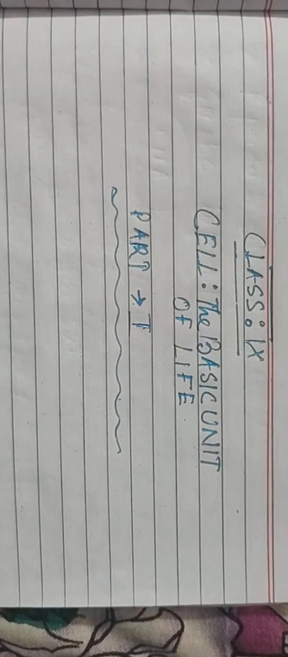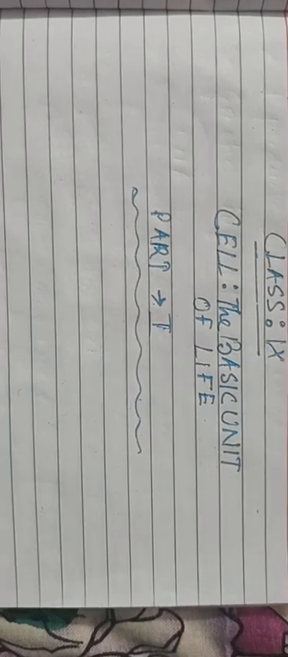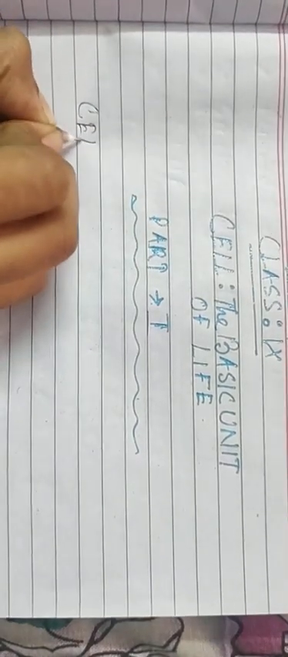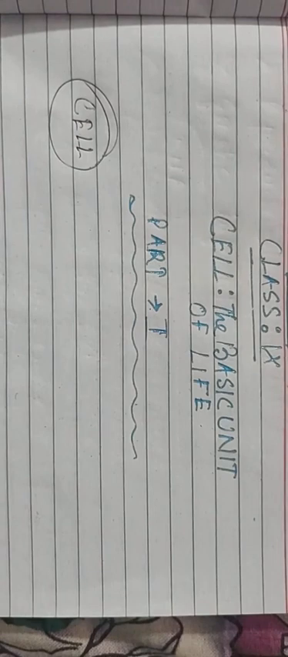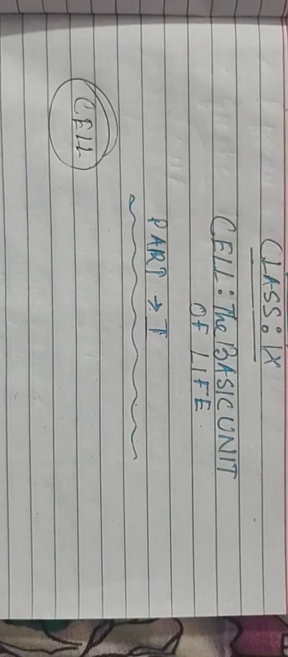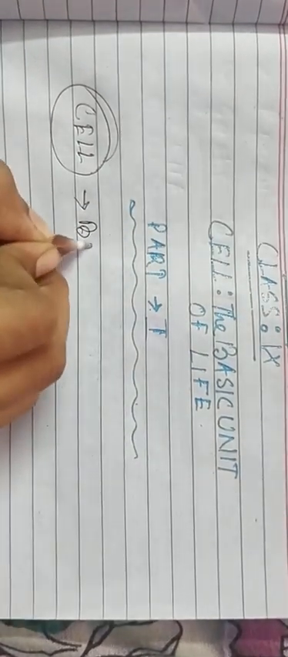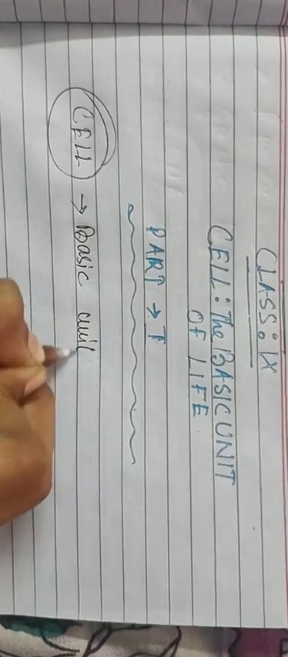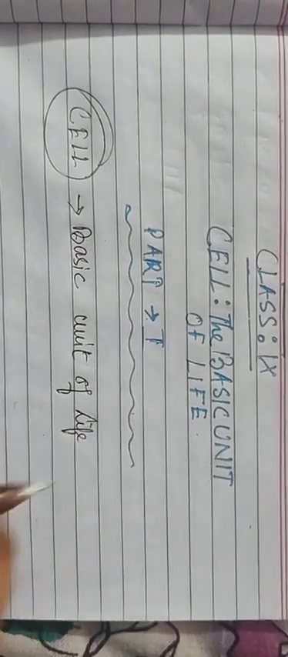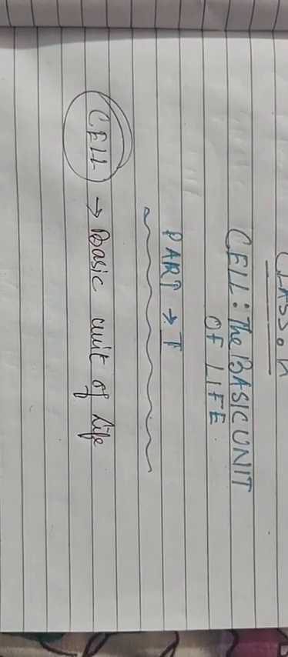Today we are going to discuss the first part of the chapter Cell, the basic unit of life, in your class 9 biology syllabus. Before starting this recorded video, you must know what the meaning of the cell is. Before starting, you should know the basic thing about the cell. You can say that the cell is the basic unit of life.